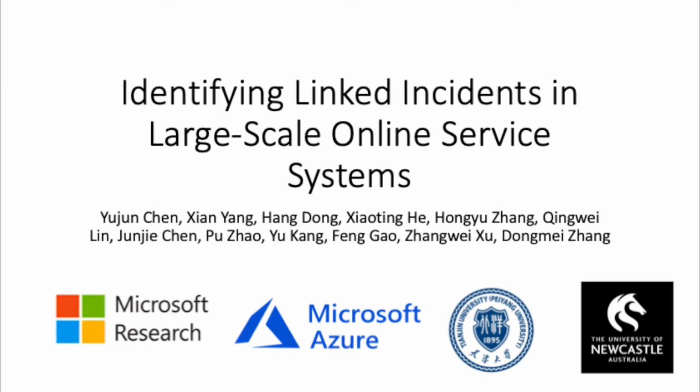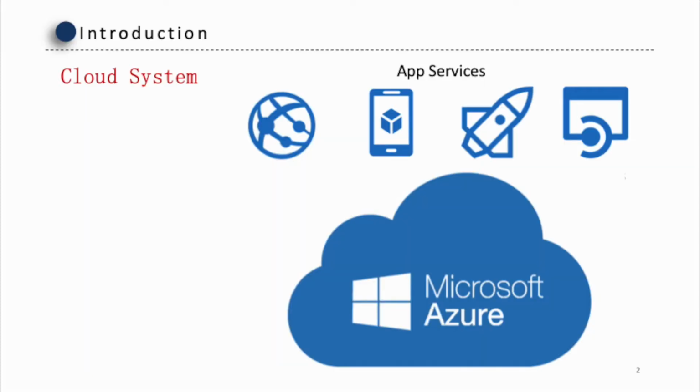Hello everyone. Today I would love to share our research about identifying linked incidents in large-scale online service systems. Large-scale online service systems like Azure serve millions of services in real time, such as web applications and mobile applications, and the high demand for service availability calls for a quick response to service incidents.